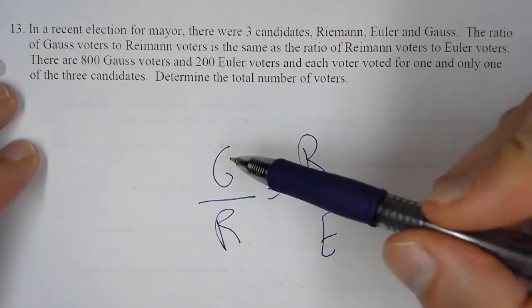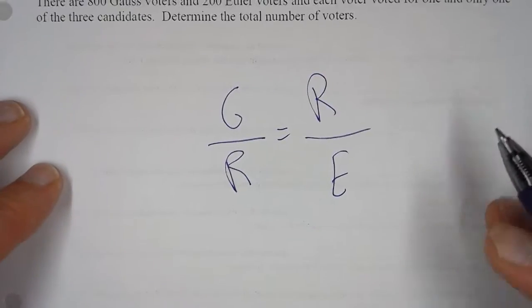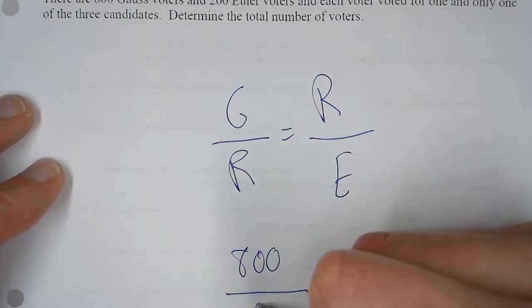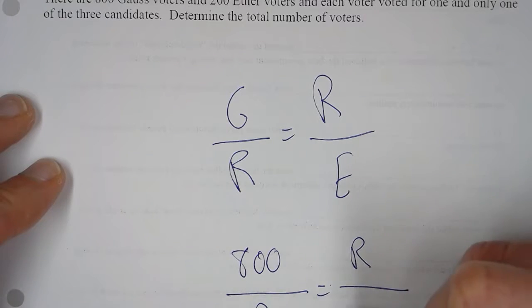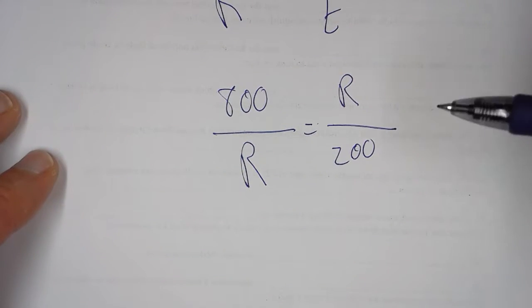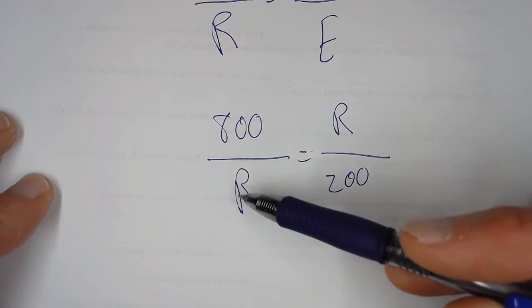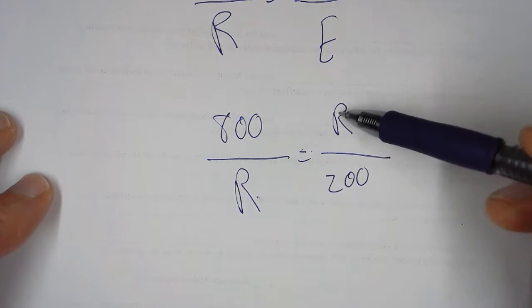Now they tell us that there are 800 Gauss voters and 200 Euler voters. So that means we can replace G with 800. And we can replace E with 200. So now our proportion looks like this. Now we only have one variable. So when working with a proportion, we can cross multiply. And so this times this equals this times this.